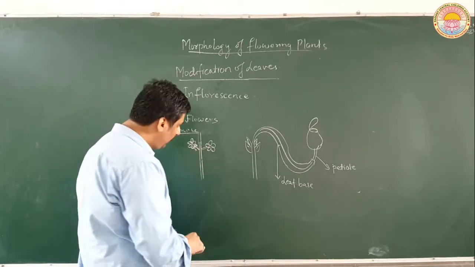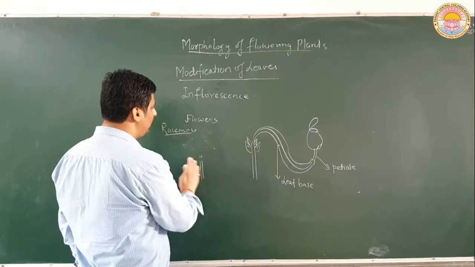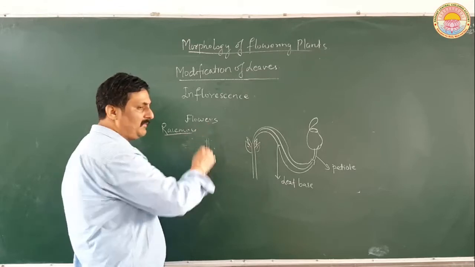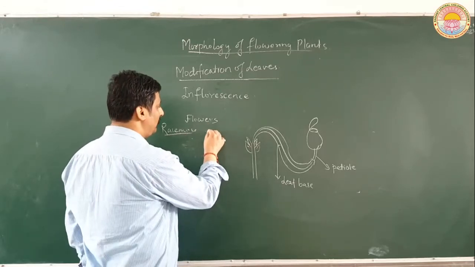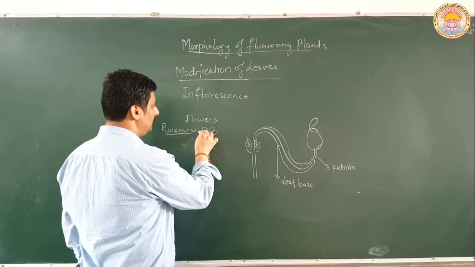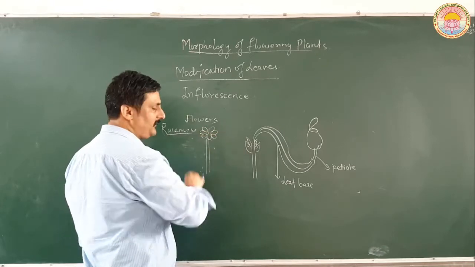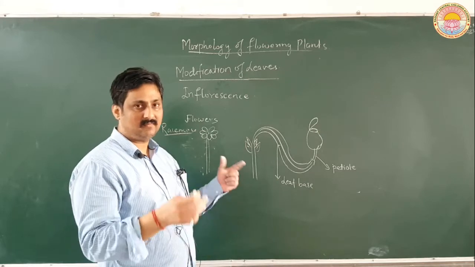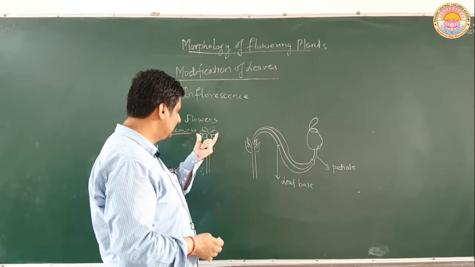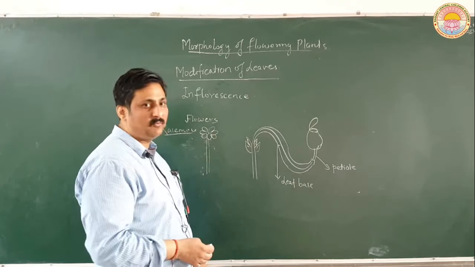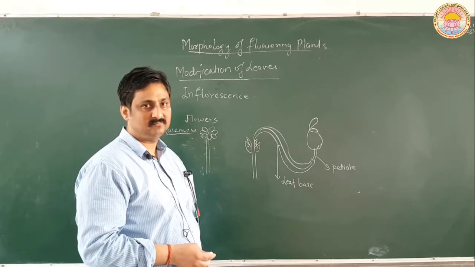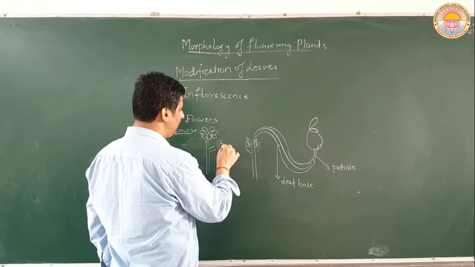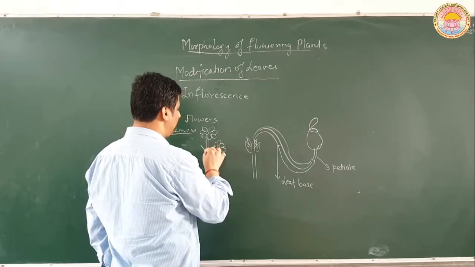But in certain times you observe that at the tip of the stem the flowers are located, and they flower first also. This kind of growth is called basipetal. Here also flower is present, at the tip also the flower is present.